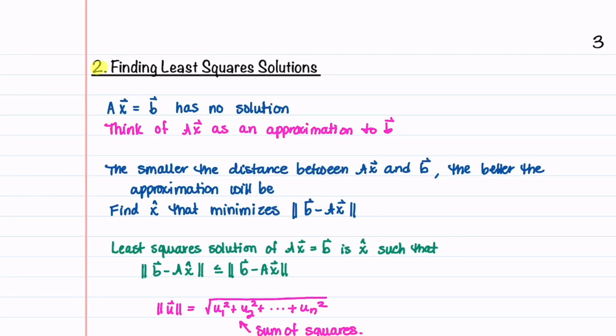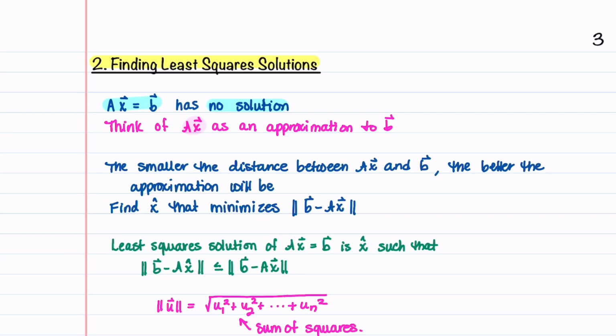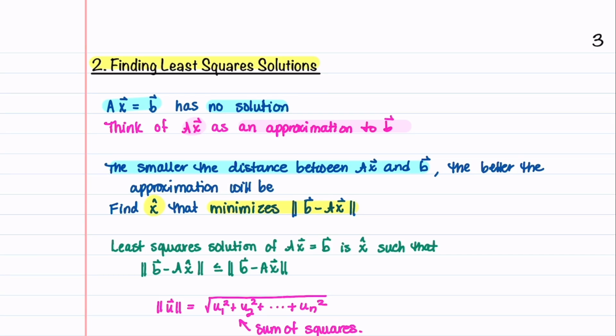We're now going to walk through how to find least squares solutions. We begin with a linear system of equations Ax = b that has no solution. Because it has no solution, we can think of Ax as an approximation to our vector b. The smaller the distance between Ax and b, the better our approximation is going to be. Our goal then is going to be to find an x hat that minimizes the distance between b and Ax.